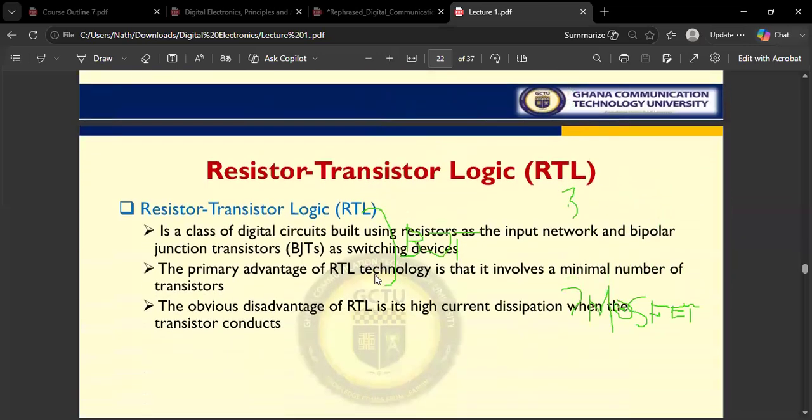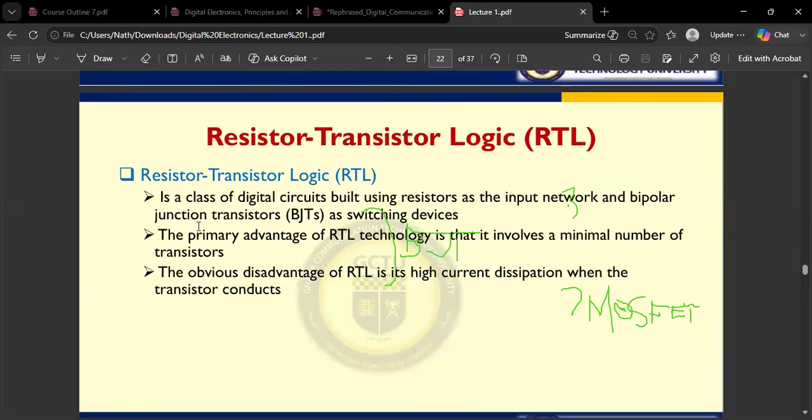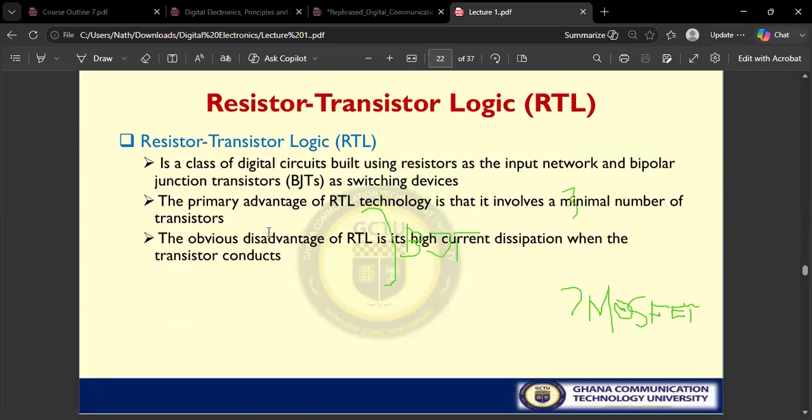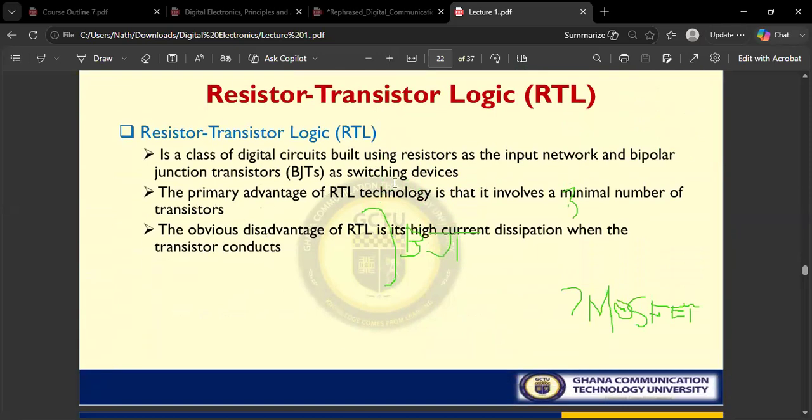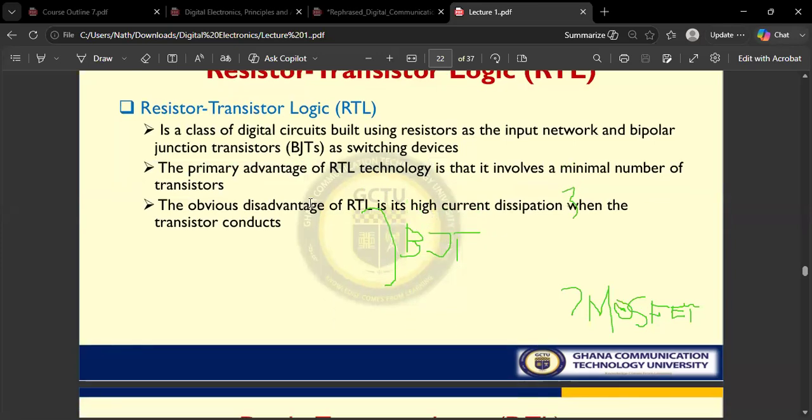Then resistor transistor logic, I've explained that one as well. I said they are obsolete. It's a class of digital circuits built using resistors as the input network. Like I said, we use the resistors at the input, and for the switching and the amplification, we use bipolar junction transistors, right? The primary advantage of resistor transistor logic technology is that it involves a minimal number of transistors, like I said.